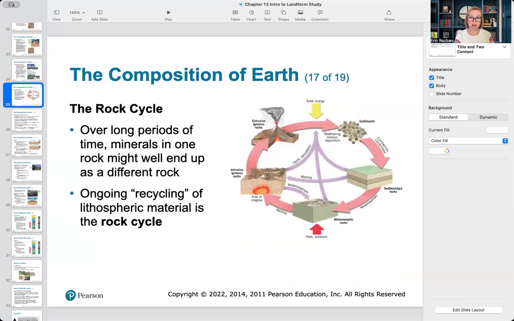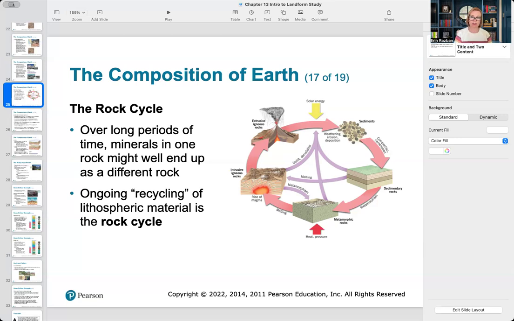Okay, so let's talk about the rock cycle. What makes Earth's geology so fascinating is that these three rock types are connected in a continuous recycling system called the rock cycle. Any rock type can transform into any other rock type under the right conditions.